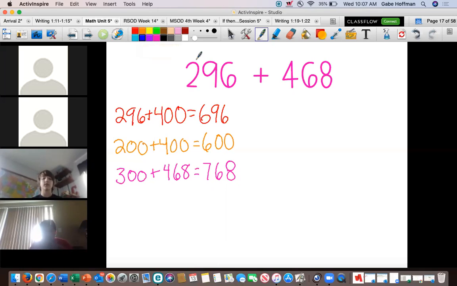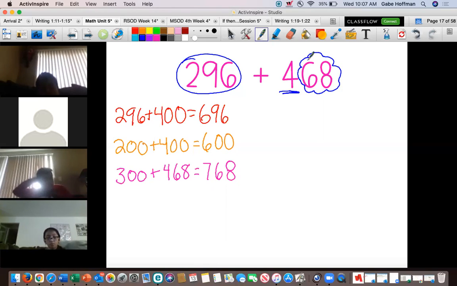296 plus 400. I've done the 296 plus the 4 in the hundreds place, right? So now I have to account for the 68, right? So I've got to go from 696 and add in 68, okay? Hang on just a second.